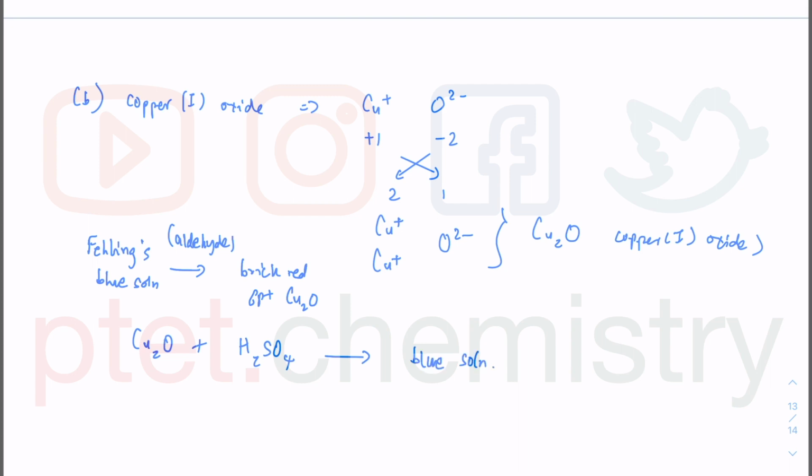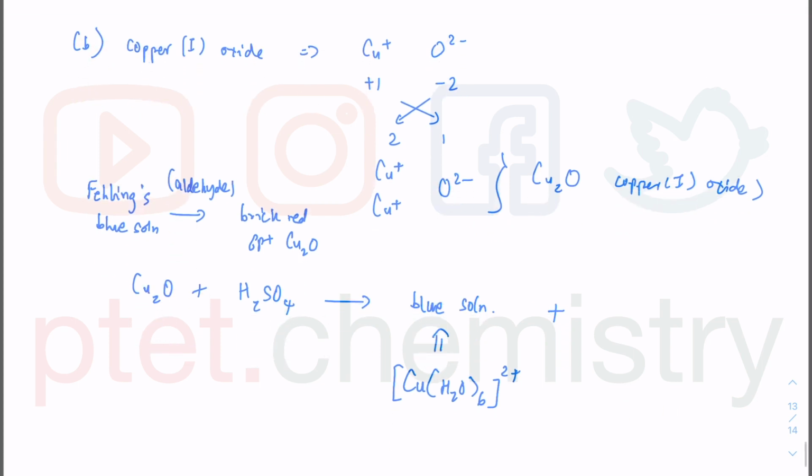Very clearly, the blue solution will indicate the presence of Cu(H2O)6 2+, meaning Cu 2+ aqueous, and you get a red-brown solid. Unfortunately, I said this is a brick red precipitate, but you also get a red-brown solid, which is actually not going to be. What am I talking about? Let me think.